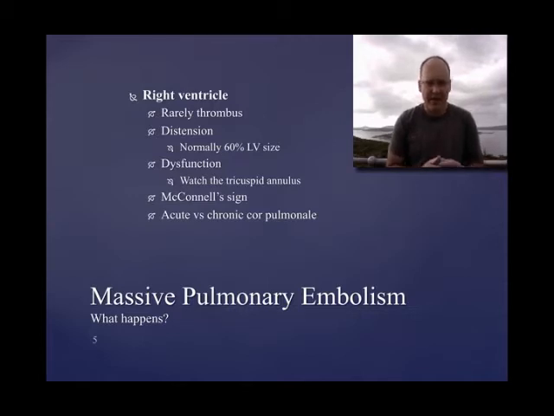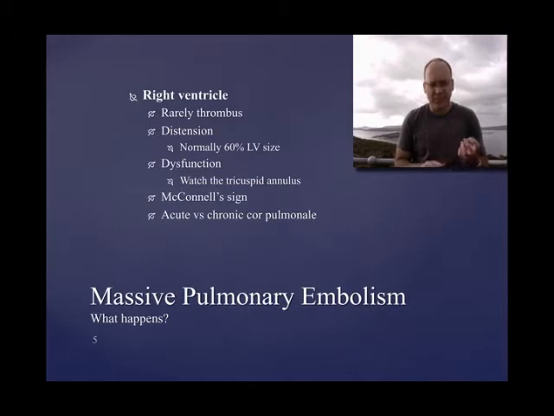The other thing that we look at is McConnell's sign. Now, that's not incredibly sensitive nor specific, but when you've got an acute PE and the right heart's not working, you can see that the right heart is dilated, it's not contracting properly, but often the very apex of the right ventricle still contracts relatively well, and that's called McConnell's sign.